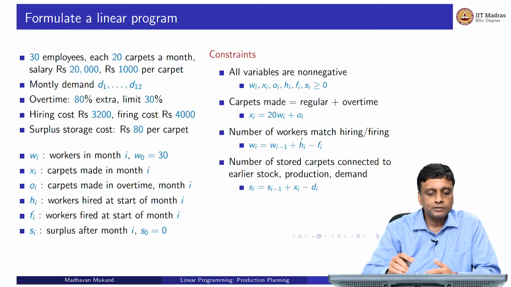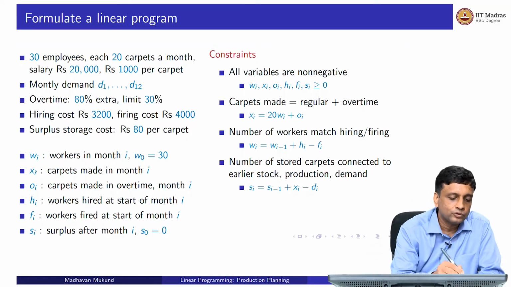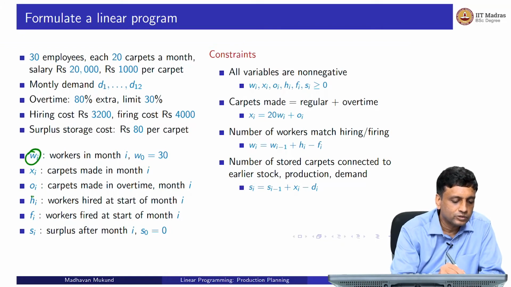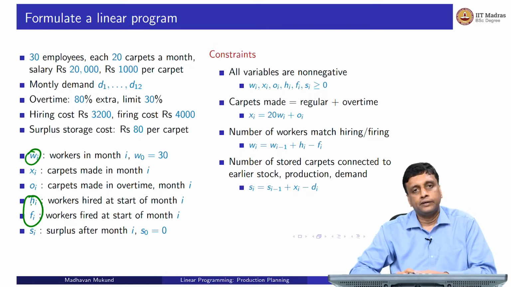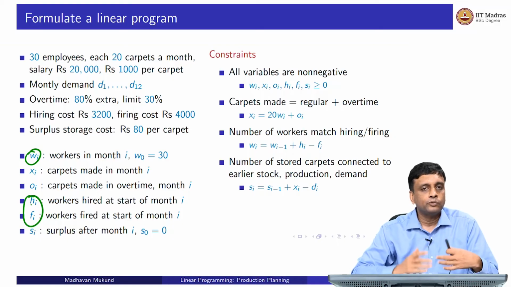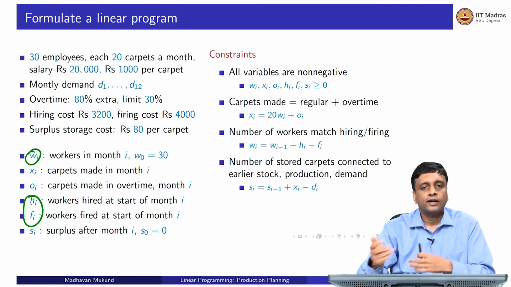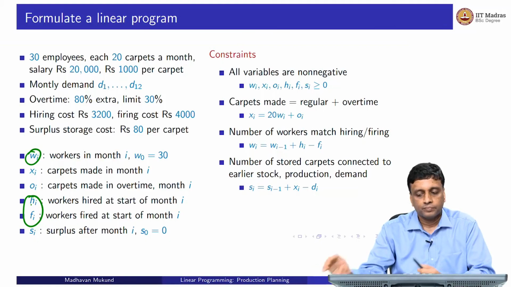So this is a constraint which basically tells us how some of these values are connected. It says that these three values cannot be completely arbitrary. There must be some consistency between the workers in this month and the workers in next month, and how many people are hired and fired in the next month.